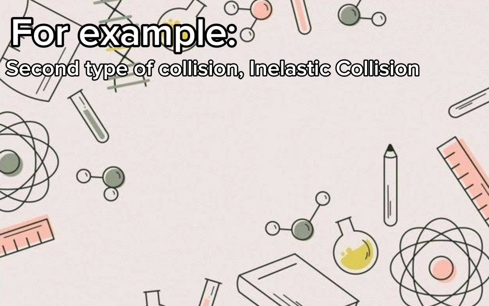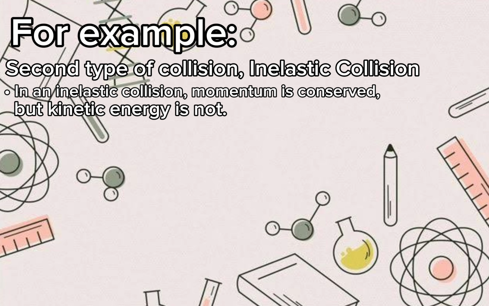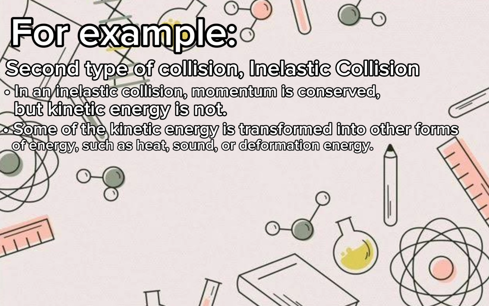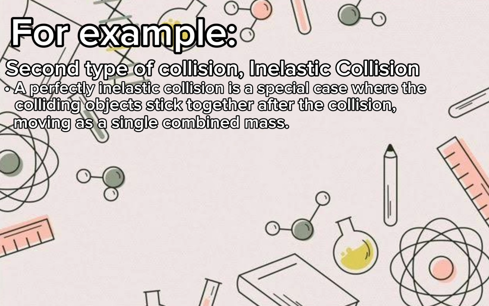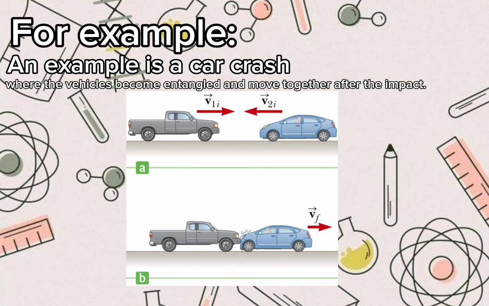The second type of collision is inelastic collisions. In an inelastic collision, momentum is conserved but kinetic energy is not. Some of the kinetic energy is transformed into other forms of energy, such as heat, sound, or deformation energy. A perfectly inelastic collision is a special case where the colliding objects stick together after the collision, moving as a single combined mass. An example is a car crash, where the vehicles become entangled and move together after the impact.